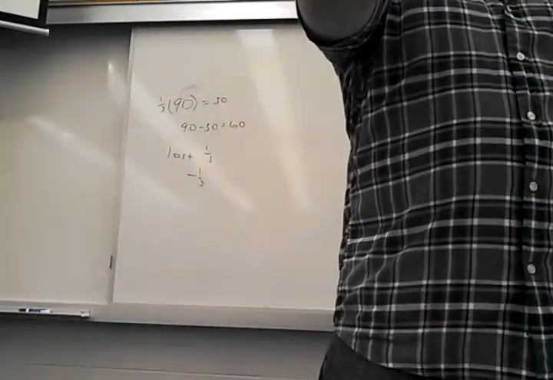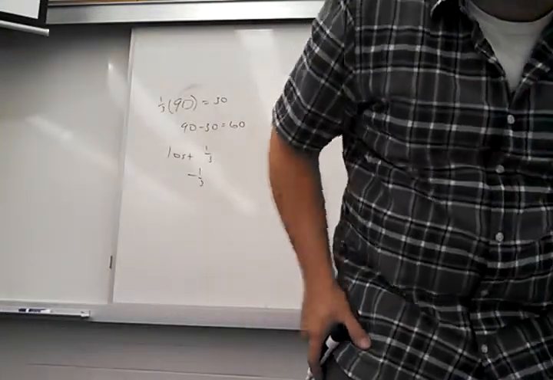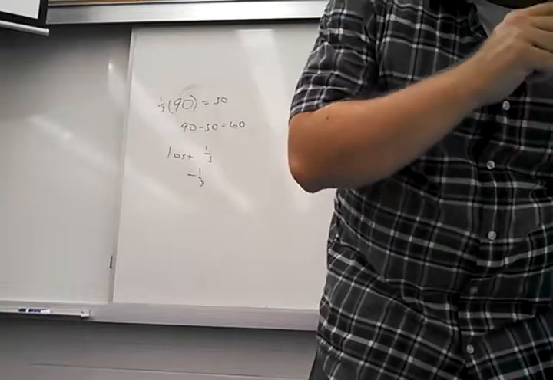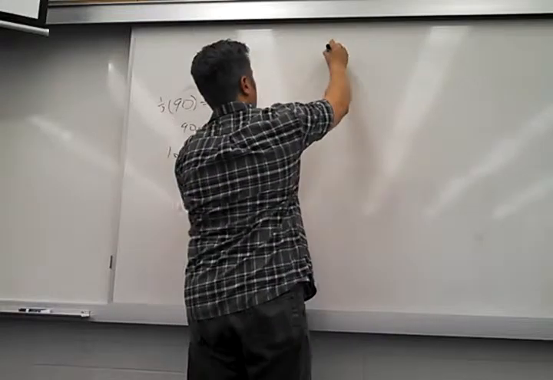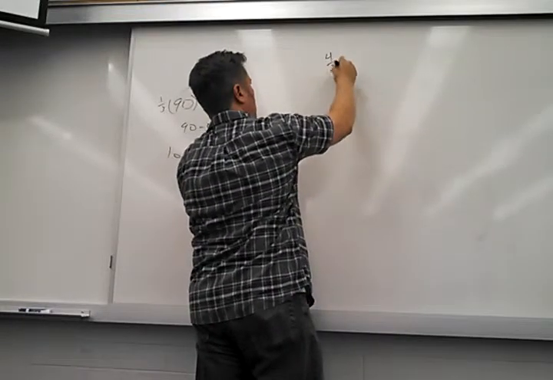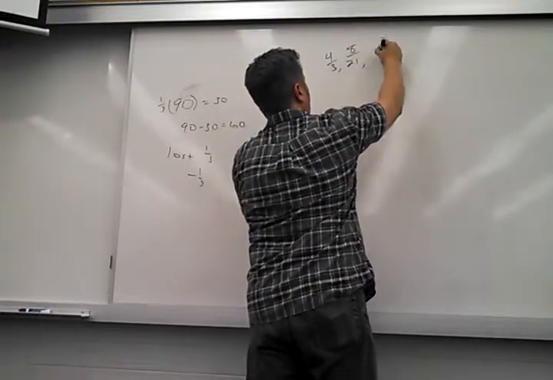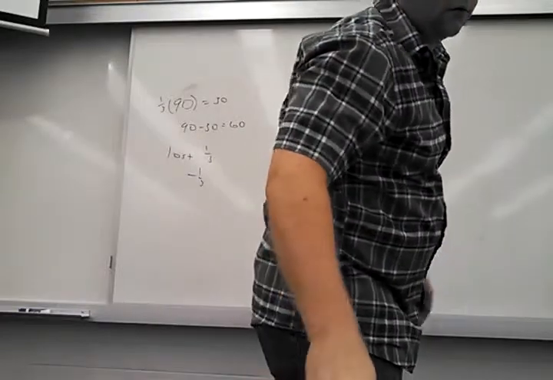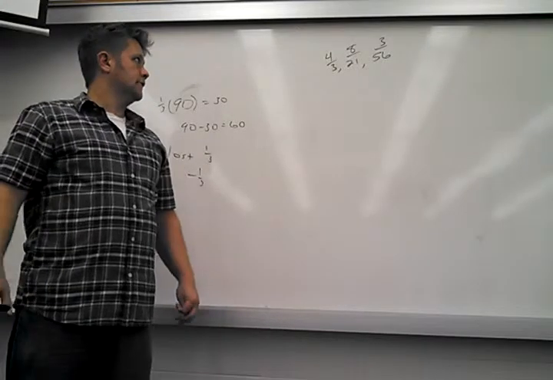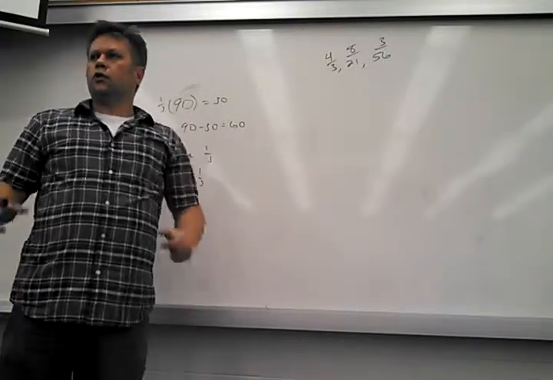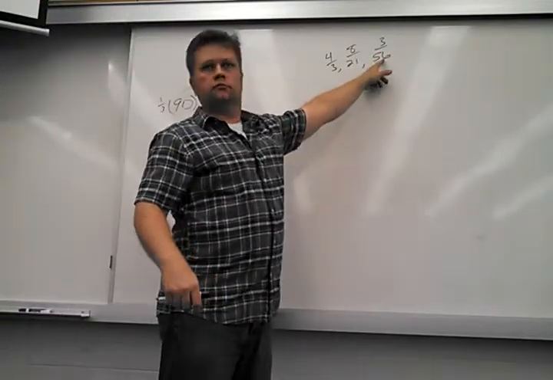Any other? I have one last one. On the same section, 4.4, 63. Oh yeah, okay. And now there's 3 numbers. 4 thirds, 8/21, 5/56. So 3 is 3. Do these two here share any number?